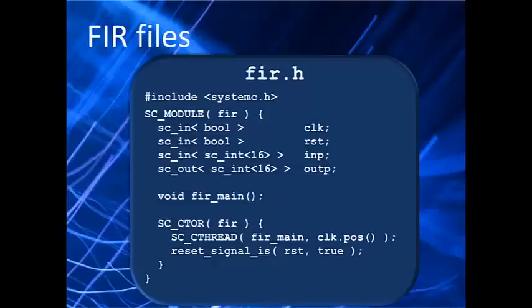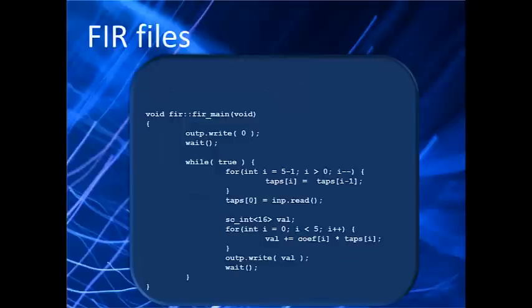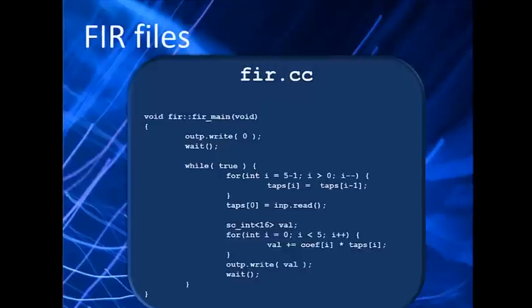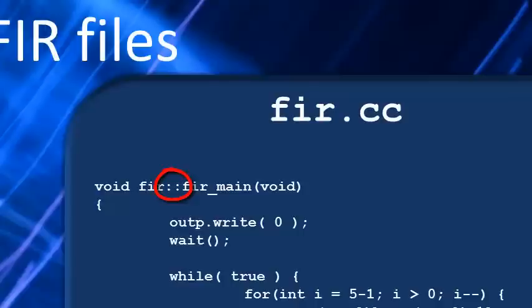This will be included in the file where our clock thread definition is. Here's the other code we created with the fir main thread definition. I'm going to save this in a file called fir.cc. In C++ file extensions, .cc or .cpp are conventional. Notice again the double colon scoping operator saying that this thread belongs to a module called fir.